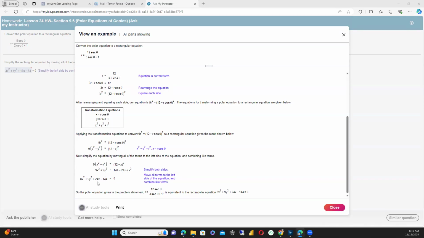Now, move everything to the first side and set your equation to 0. This given polar equation in terms of r and theta is equivalent to the rectangular equation 8x squared plus 9y squared plus 24x minus 144 equals 0. So when you convert the polar equation to a rectangular equation, you must clear all r's and thetas, and your answer needs to be all in terms of x and y. This is how you solve this question.